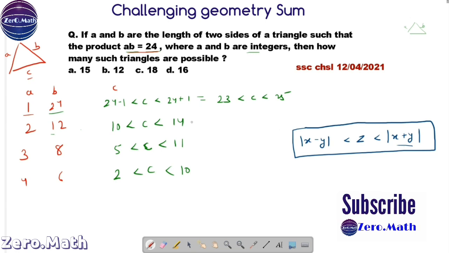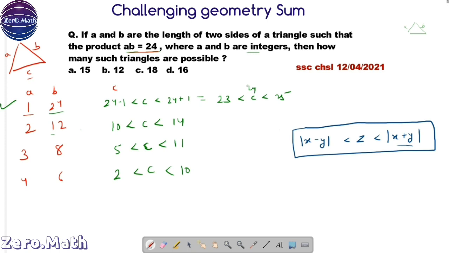Now let's come back to the question. What we have to figure out is how many triangles are possible. So here case by case, if you see, in the first case we got the values of A and B as 1 and 24, and the value of C has to be in between 23 and 25. So how many values of C are possible? Only one value, that is 24, which means there is only one triangle possible with this combination.